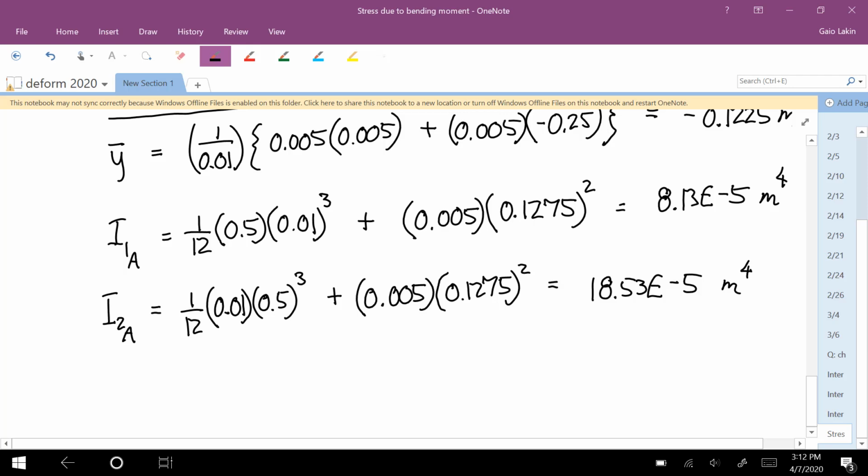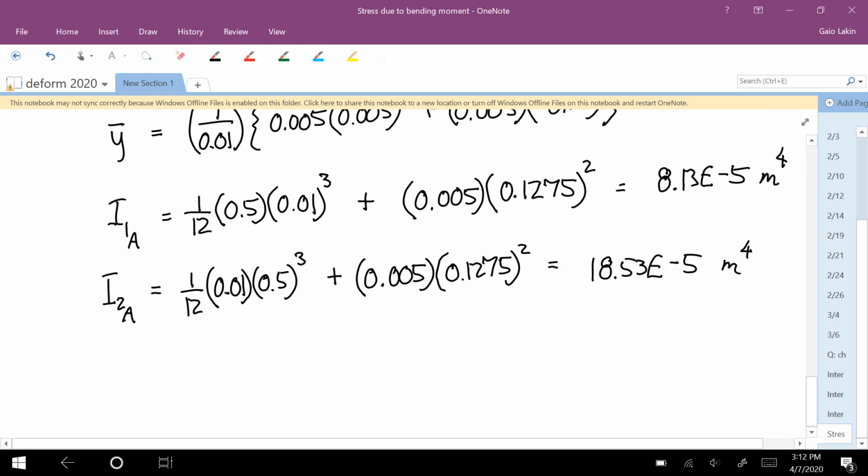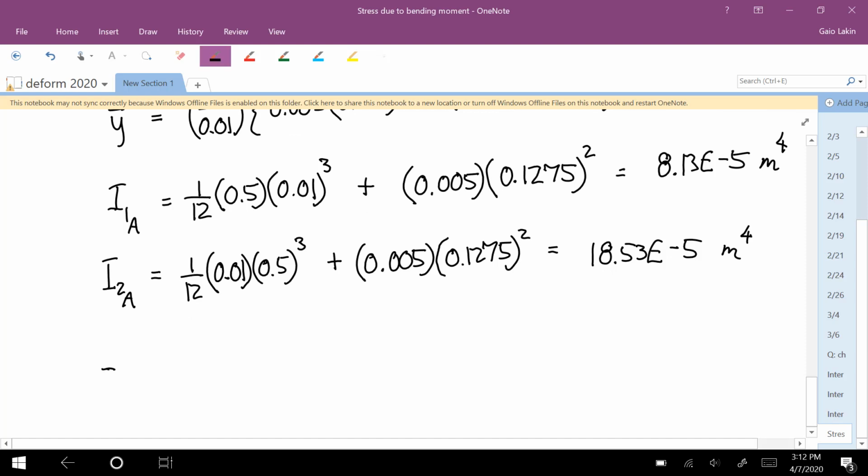And now, since we have these calculated about the neutral axis of the whole cross-sectional shape, we can finally come up with our total answer, which is the sum of these two individual area moments of inertia. And you get 2.6 repeating times 10 to the minus fourth meters to the fourth.